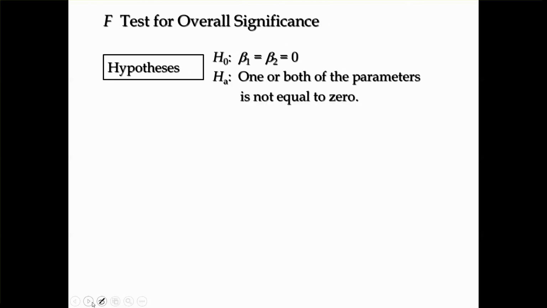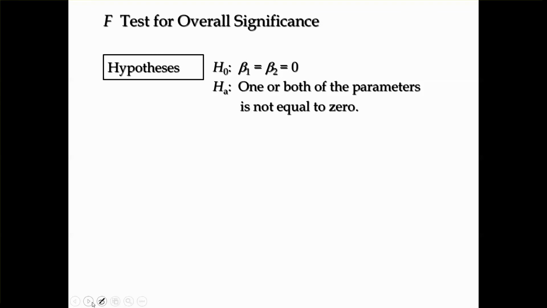The hypothesis we write down is beta 1 equal to beta 2 equal to 0. And the alternative hypothesis we write down is one or both of the parameters is not equal to 0. Make sure you do not write it this way: beta 1 equal to beta 2 not equal to 0. This is not correct. If you write down the HA like this, I will put a big giant cross on your answer. It's not right.